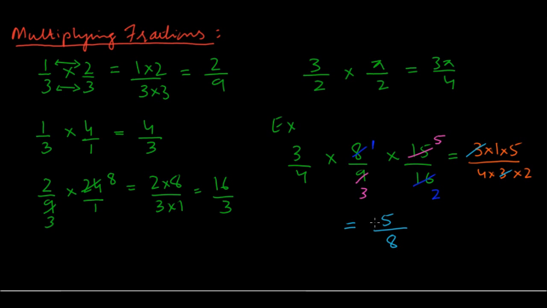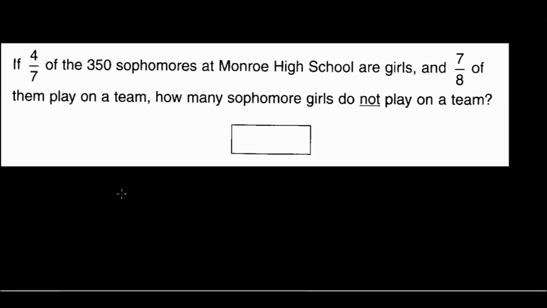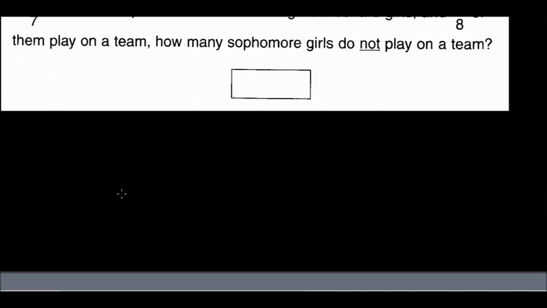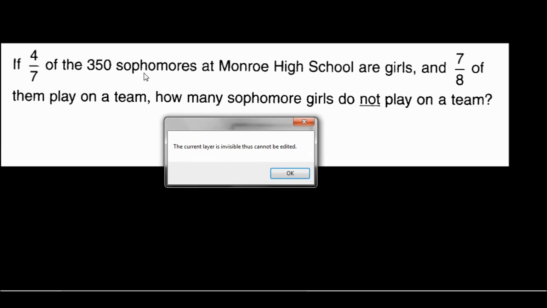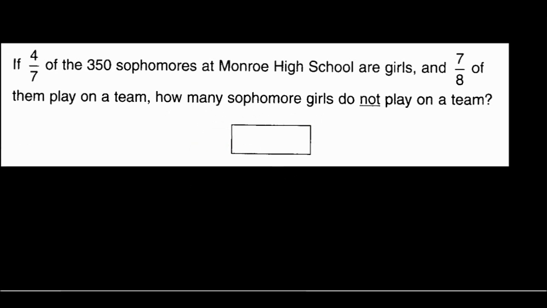Alright, let's do an example that involves the multiplication of fractions. Here's a very typical GRE problem. If 4/7 of the 350 sophomores at Monroe High School are girls, and 7/8 of them play on a team, how many sophomore girls do not play on a team? First of all, don't worry about what this word sophomore means. You don't need to. It just refers to some type of people anyway.